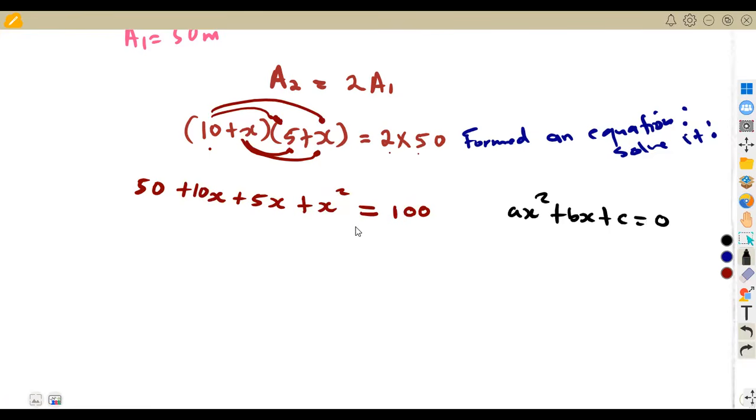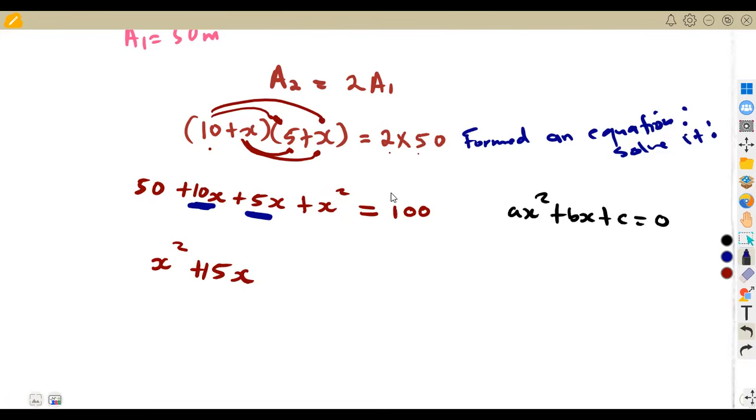So meaning to say, we can first arrange this side. As we are rearranging, we also take the 100 this side, because we must be left with a 0 on one of the given sides. It must be equal to 0. So this is going to be x squared. All right, let's collect our like terms here. We've got 10x and 5x. If we add 10 and 5, this is going to give us 15x.